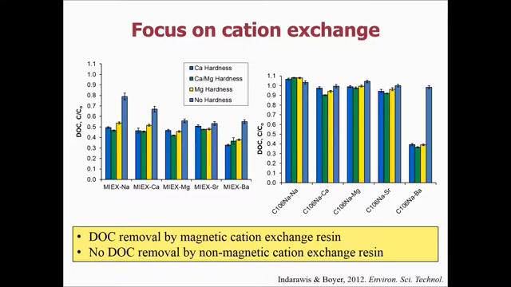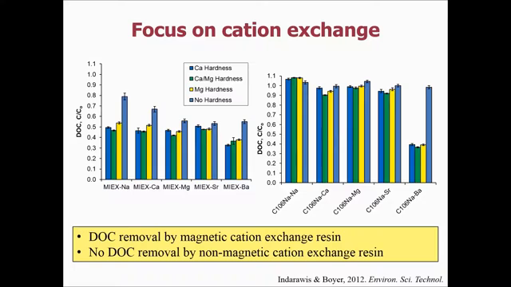And then we also looked at a variety of waters: a calcium-only hardness water, a magnesium hardness water, a mixture, and no hardness. So there's a lot of information here, but the two take-homes were that we consistently saw DOC removal by this magnetic cation exchange resin for the variety of resins and waters, and no DOC removal by the non-magnetic cation exchange resin. And so what that was able to show us was that it's actually this iron oxide component of the magnetic ion exchange resin that's acting as an adsorption site for the DOC.